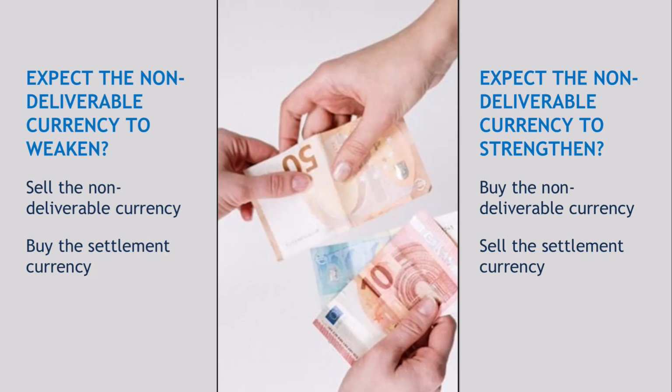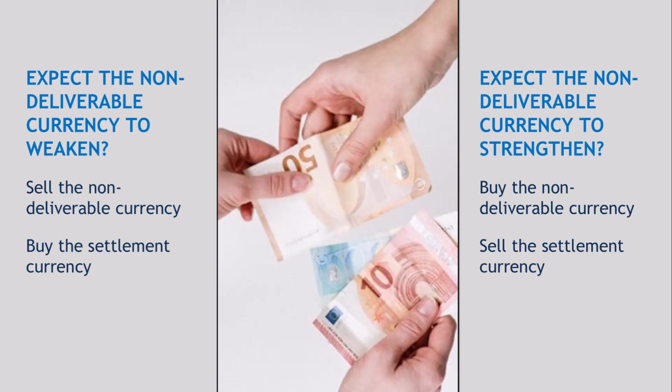So how would an investor decide which currency they wanted to buy or sell? Well, if you expect the non-deliverable currency to weaken relative to the settlement currency, sell the non-deliverable currency, buy the settlement currency. Expect the non-deliverable currency to strengthen relative to the settlement currency? Buy the non-deliverable currency, sell the settlement currency.